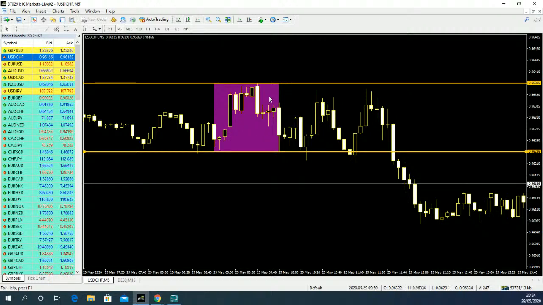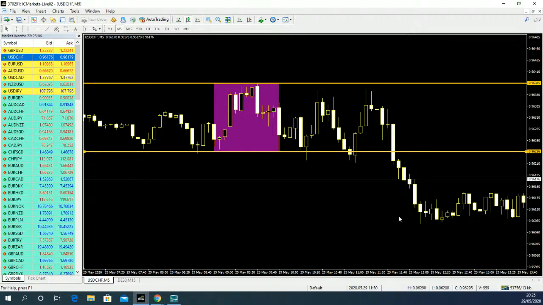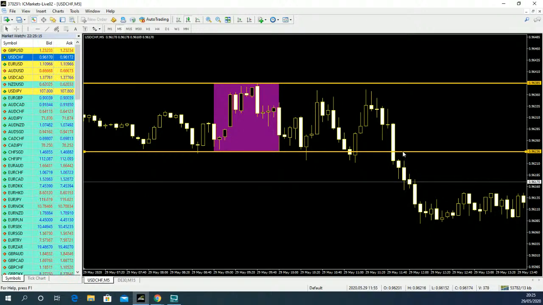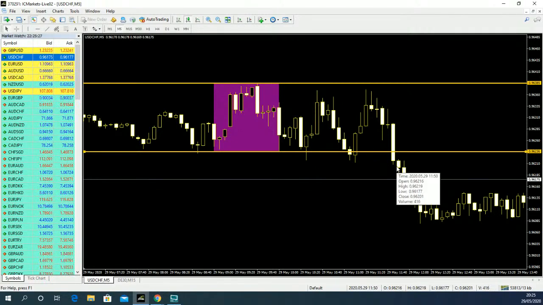So now, after your box is complete, you'll be looking for a breakout from inside this box. The breakout could be up, it could be down. But the breakout we're looking for is not just coming out of the box only. It has to be out of the box completely without touching it. You can see this candle is out of the box, but it's still touching it. So that is not the candle we are looking for.